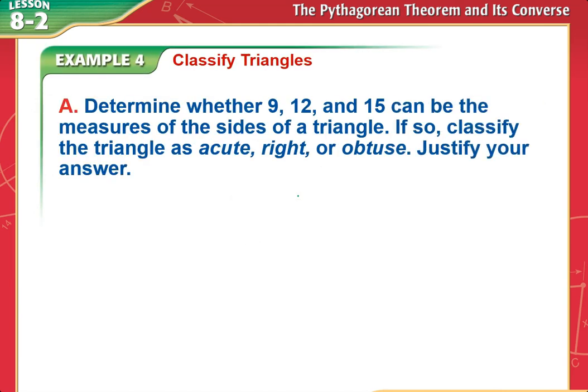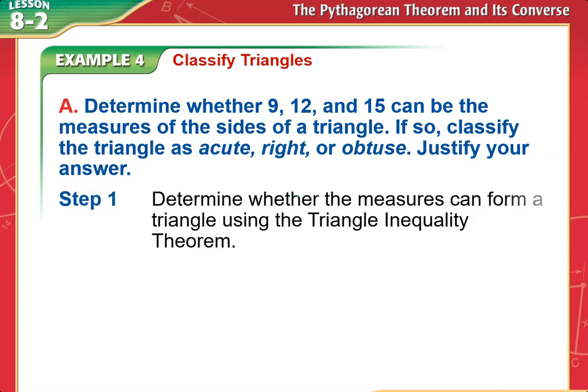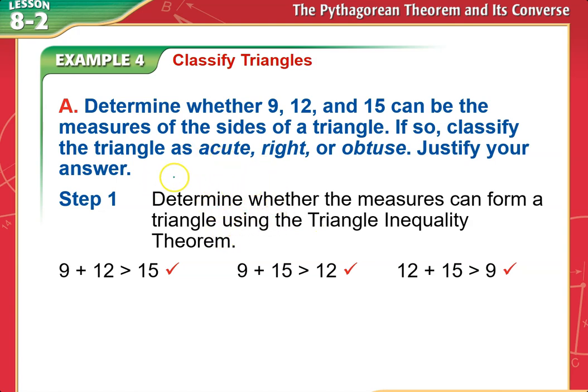Okay, determine whether 9, 12, 15 can be measures of the sides of a triangle. If so, classify the triangle as acute, right, or obtuse. Justify your answer. Okay, so determine whether the measures can form a triangle using the triangle inequality theorem. So something that we have not covered, but here it is, right? We take the two sides, add them up, and it has to be greater than the third side. So 9 plus 12 is greater than 15, 9 plus 15 is greater than 12, and 12 plus 15 is greater than 9. Therefore, it can be a triangle.